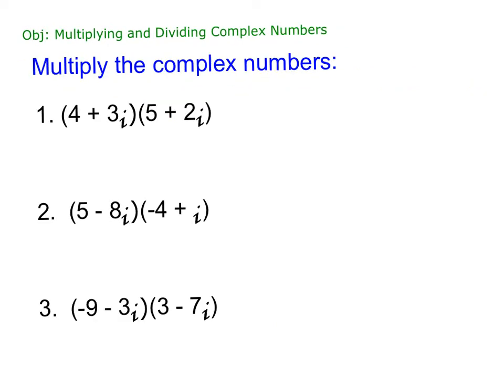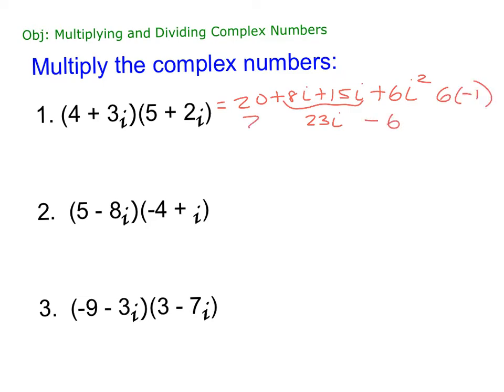So this is just a review of the other day. So go through it and FOIL. All right, so I get 20 plus 8i plus 15i plus 6i squared. The middle two combine together, and we get 23i. And then remember, what is i squared equal to? So that's 6 times -1. So that's -6. And then we can finally combine the 20 and the -6, and we get 14 plus 23i. So it looks just like the a plus bi, and it always should.